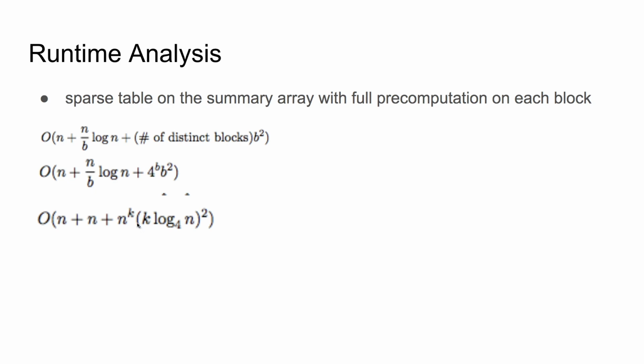So to make this linear, all we need to do is pick a k less than 1. Because if k is less than 1, then this log factor basically doesn't matter. This will be linear time. This will be O of n time. So all we need to do is pick k somewhere between 0 and 1.